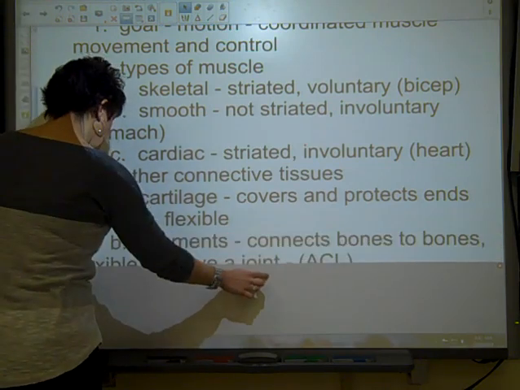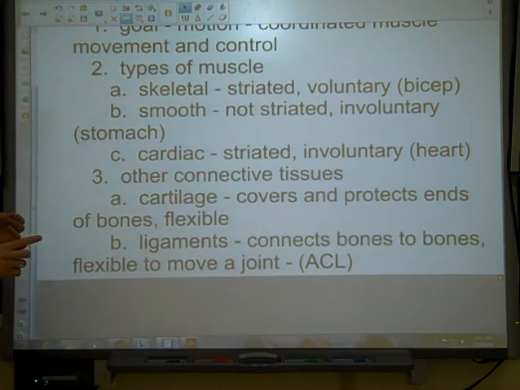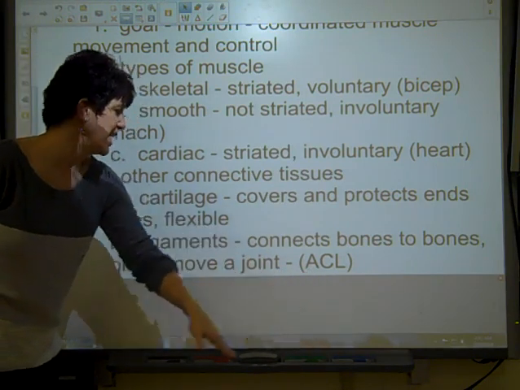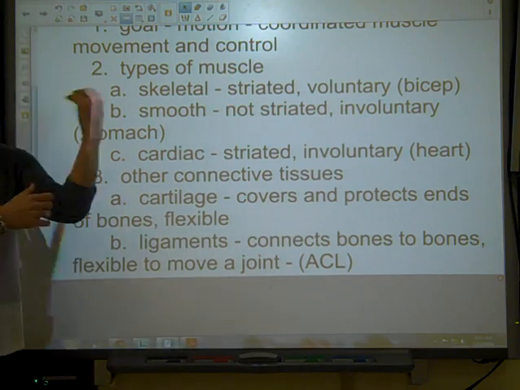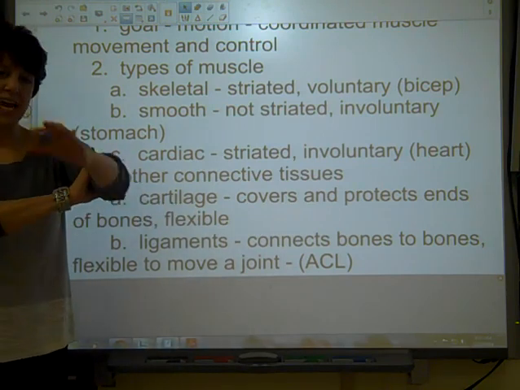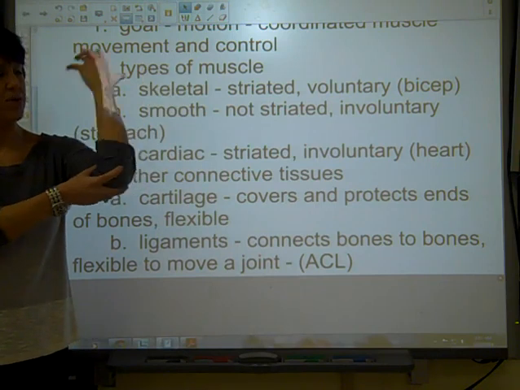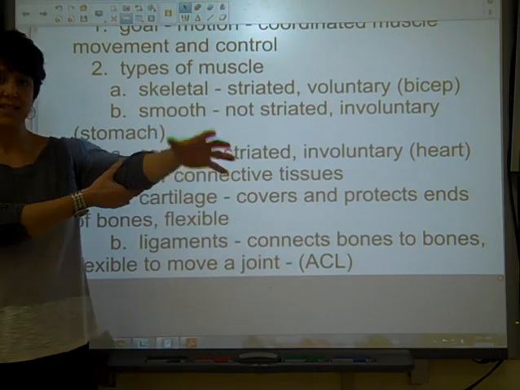All right, the next one are ligaments. A ligament connects a bone to a bone. So like for example, your ACL. It's flexible enough to move your joint. So connecting the two bones, actually three bones in your arm, is a ligament.